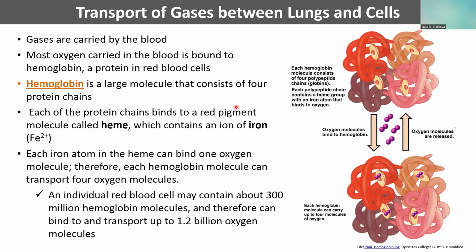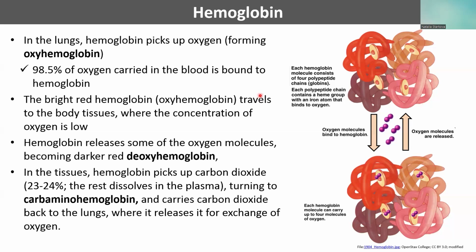It's something like rust. Rust is the product of interaction of iron with oxygen. It's reddish. So it's pretty much like this in the hemoglobin, when the complex of iron with oxygen gives this bright red color and our blood is red. So in the lungs, the hemoglobin picks up the oxygen, pretty much all of them, 98.5%. Carries it to the tissues, loses it, becomes deoxyhemoglobin.